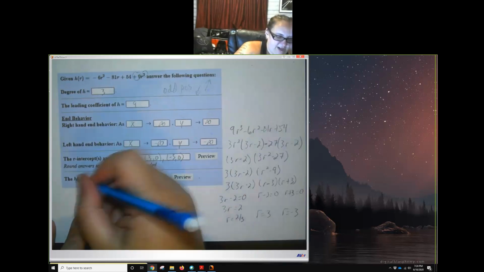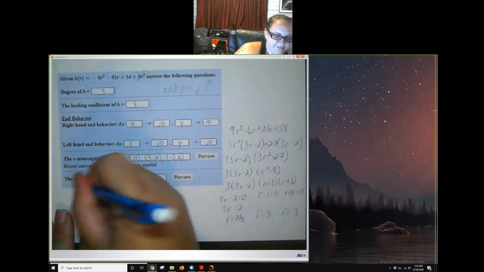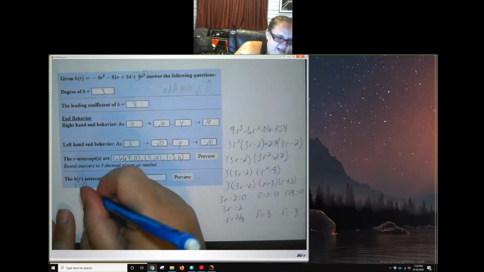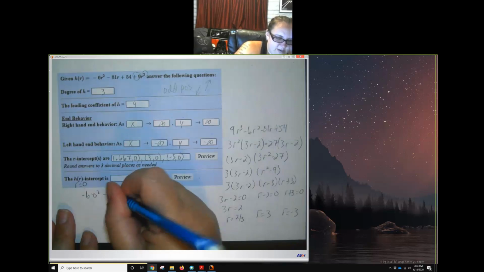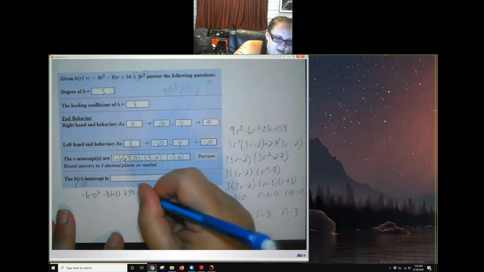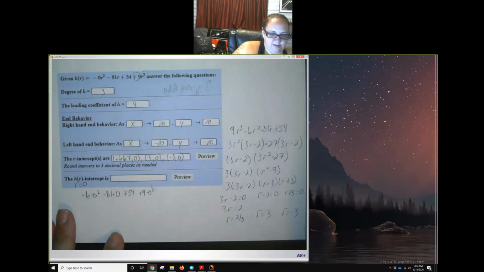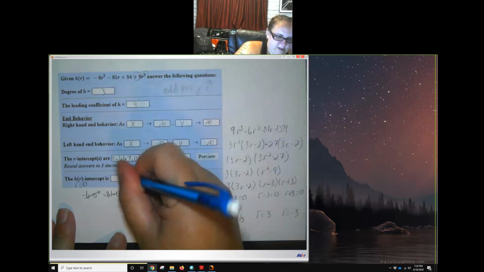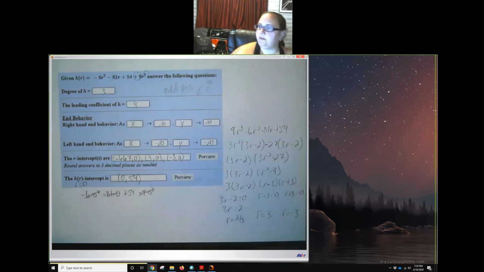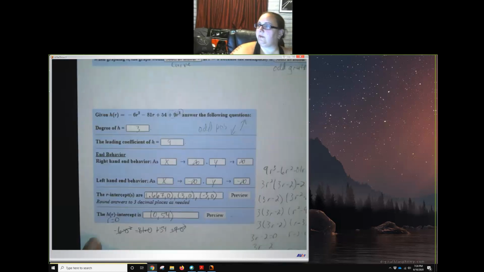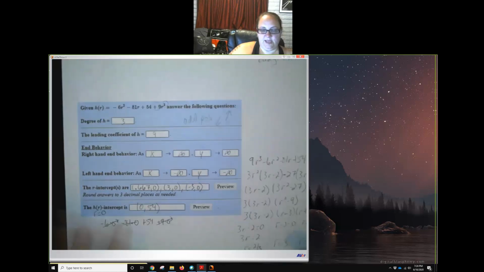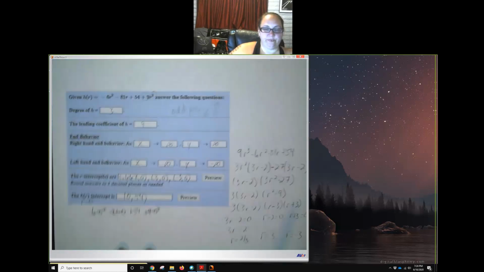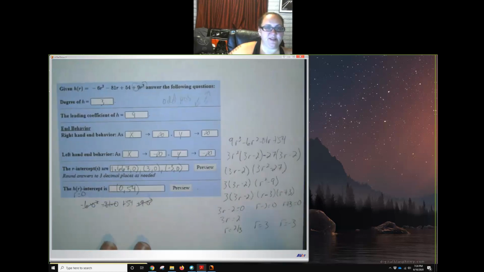And then remember the h of r intercept, you're going to set r equal to 0. So that would be negative 6 times 0 squared minus 81 times 0 plus 54 plus 9 times 0 cubed. But 0, 0, 0. And then that's it. Which is good because that was a lot.